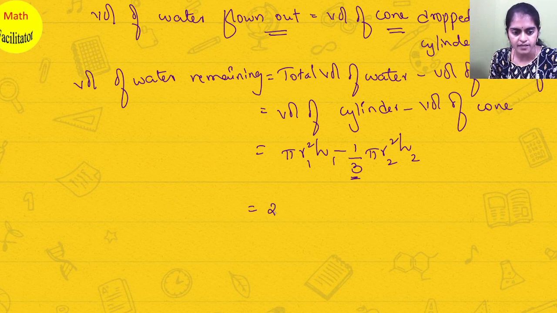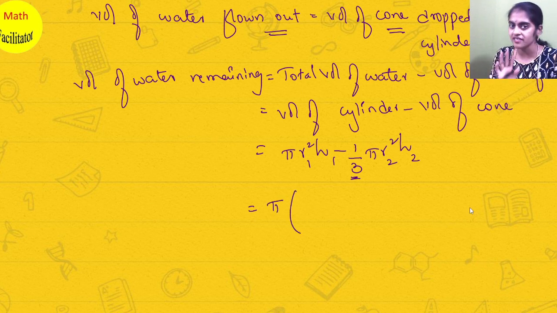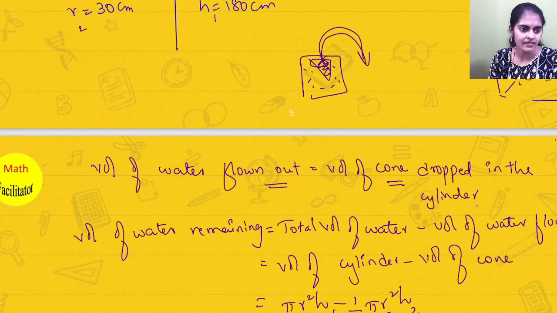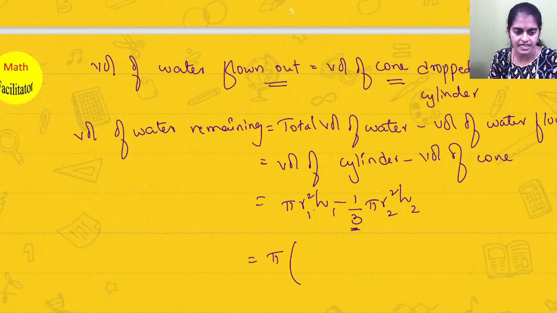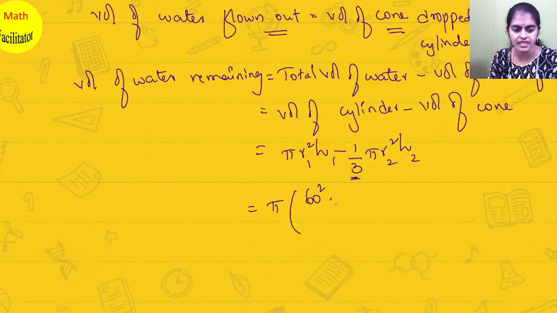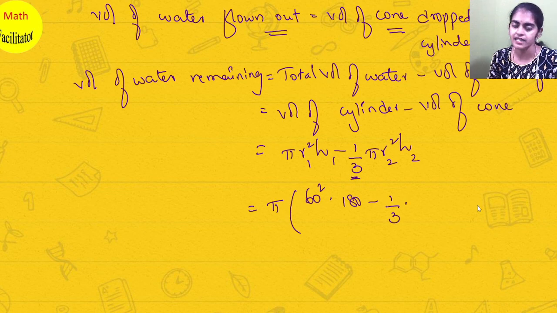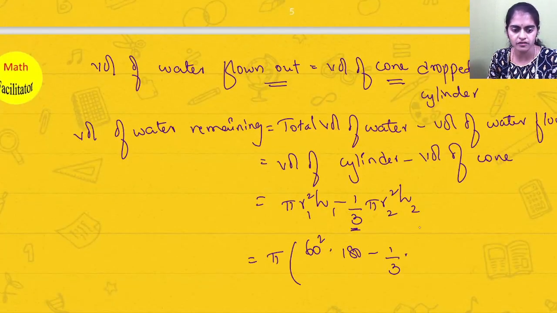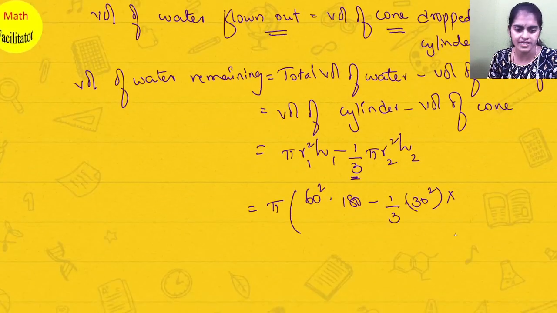So pi I can take common actually. Okay, pi is something which is common, so I can take pi common. Now r1 I cannot take common here in this case because radius is different. Okay, so r1 is the radius of the cylinder, which is 60. So 60 square into height of the cylinder, 180, minus 1 by 3 into, pi is common. So r2 is the radius of the cone. So 30 square into height of the cone, which is 60. Now you have to solve this.